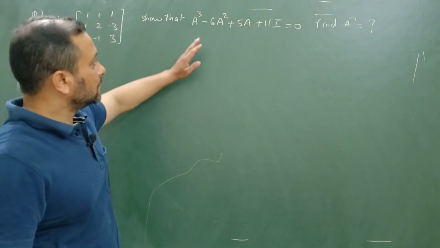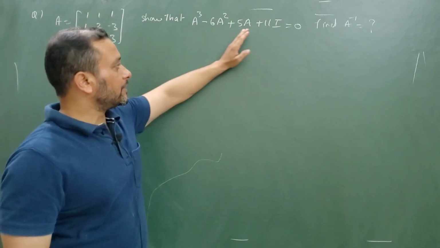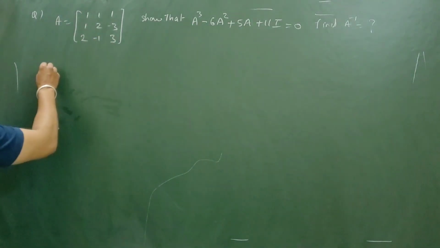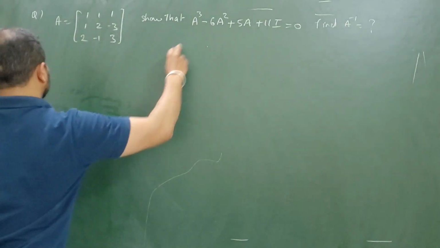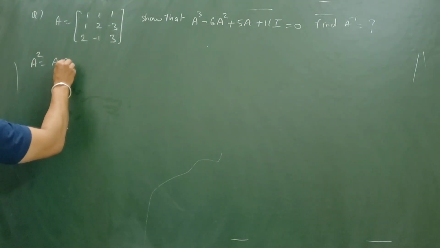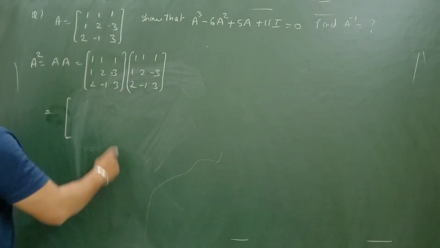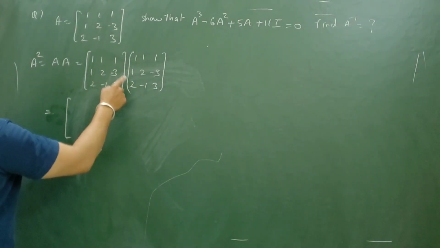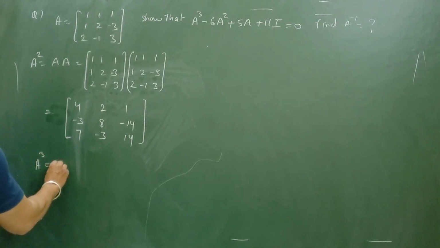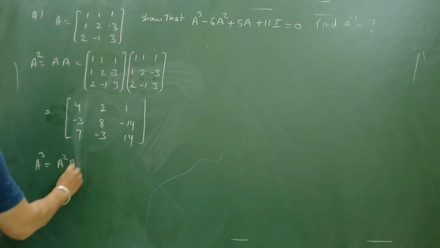To prove this statement, we will need A cube and A square. First we will find A square. So A square is A into A, of these two matrices. For A cube, we are going to multiply A square and A.